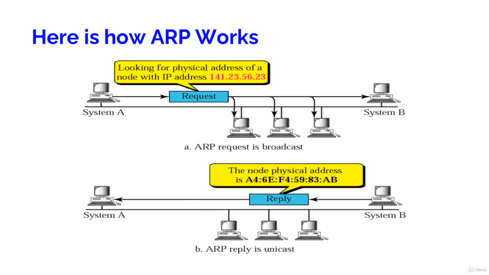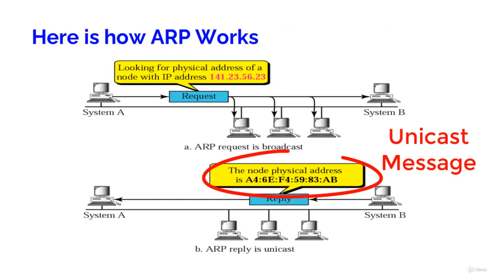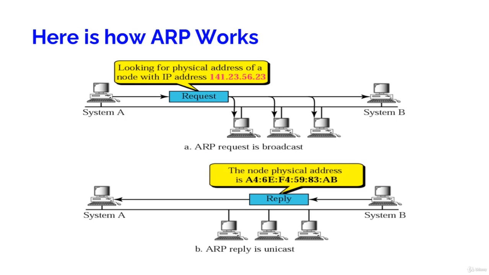In step 7, the destination device sends the ARP reply message, and it will not be a broadcast message, but it will be a unicast message. This is very important. The source sends the broadcast message, whereas the destination always replies back in a unicast message. Now step 8. The source machine will process the ARP reply from the destination. So once System A receives the reply that System B's MAC address is A4:6E:F4:59:83:AB, now what does System A do?